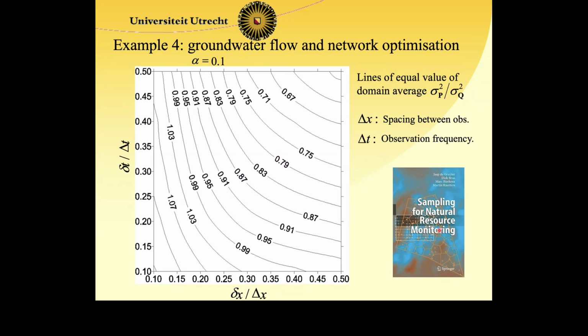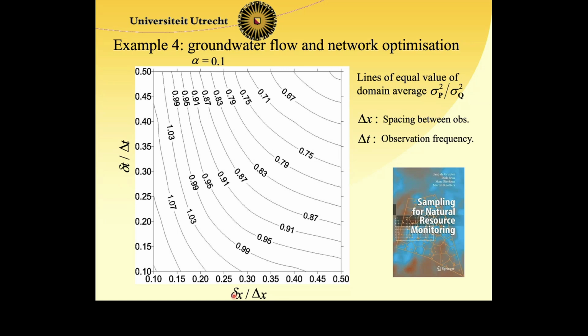And this is a figure from this book that I co-authored together with some statisticians on sampling for natural resource monitoring. And this is an example of a Kalman filter where this is the spacing between observations, and this is the observation frequency. And this is the discretization in time, and this is the discretization in space.